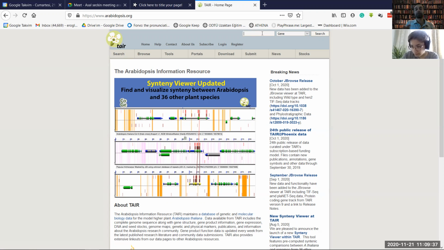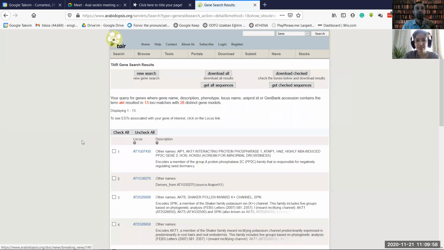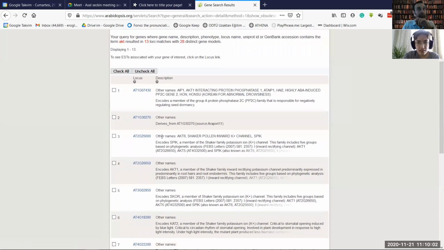Like for potassium transporters, did we say HKT or AKT? For potassium, I think it was AKT. Yeah, sorry, AKT family, if I'm not wrong. You can directly write AKT here. If there are some similar named genes... yeah, so 13 genes came up. You can read the descriptions here.